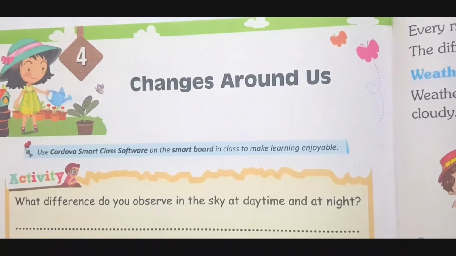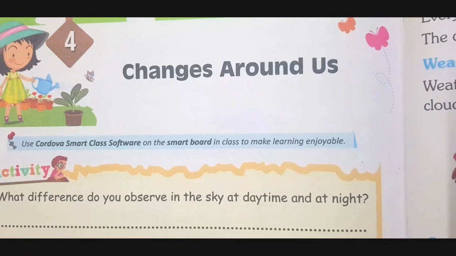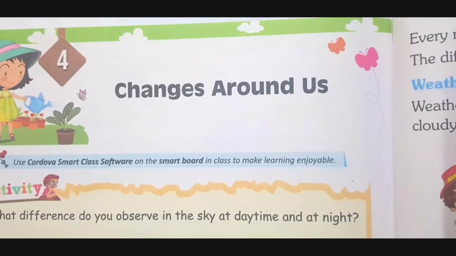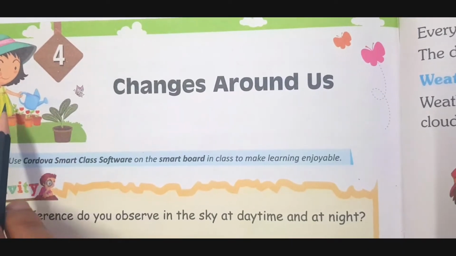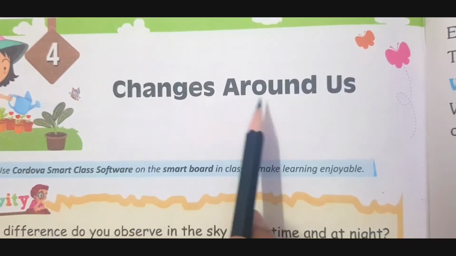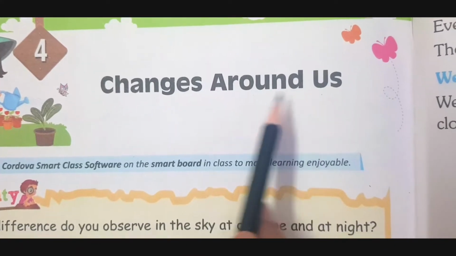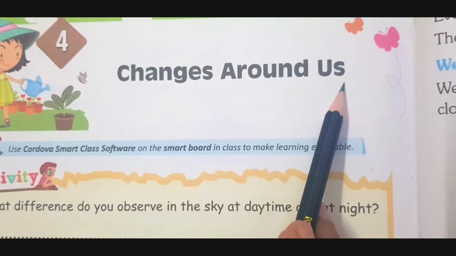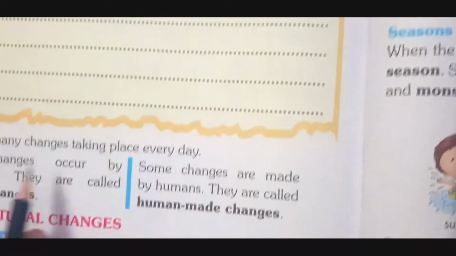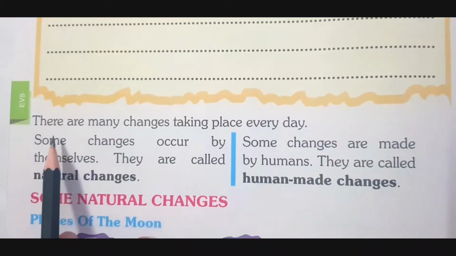Children, last lesson we have learned natural made things and human made things. Today we are going to start lesson 4, changes around us. Okay? Lesson 4, changes around us. Now we'll start the lesson, reading of the lesson.